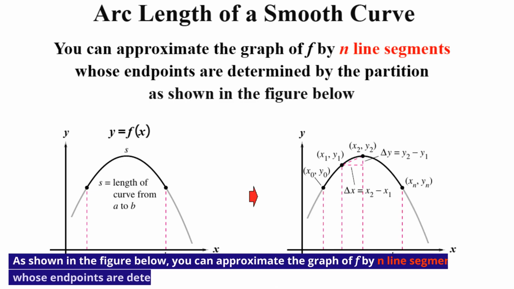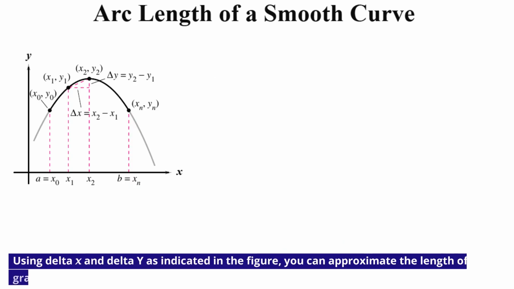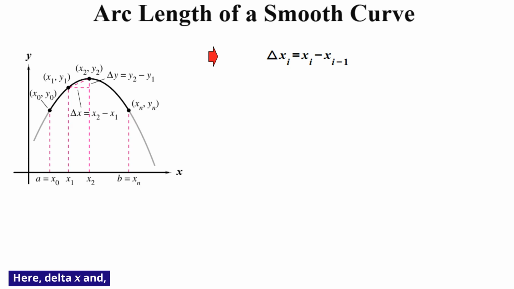As shown in the figure below, you can approximate the graph of f by n line segments, whose endpoints are determined by the partition. Using delta x and delta y as indicated in the figure, you can approximate the length of the graph. Here, delta x and delta y are defined as follows.